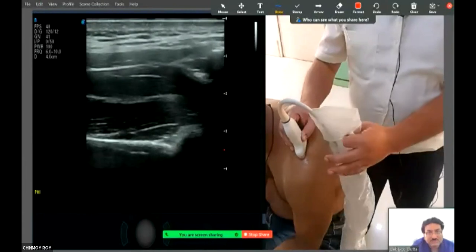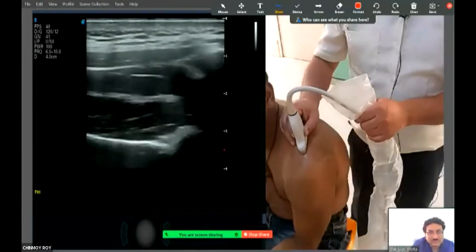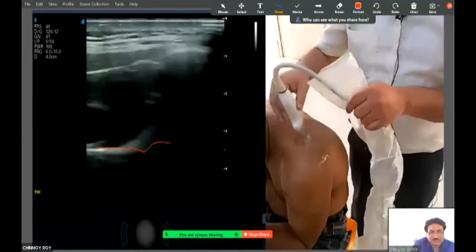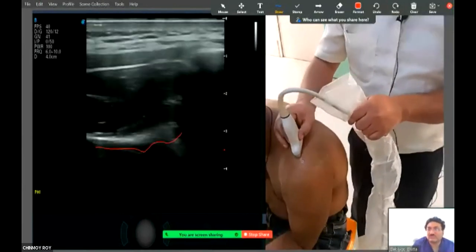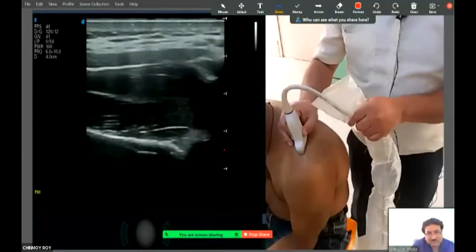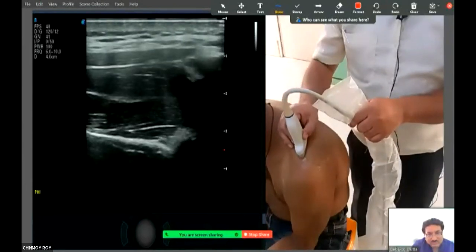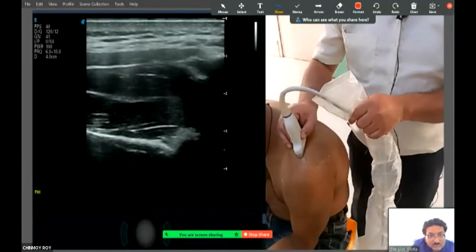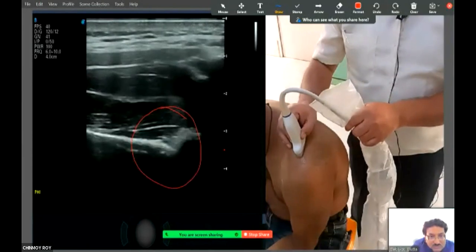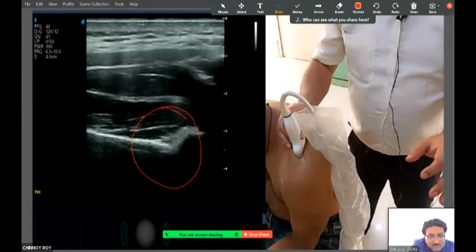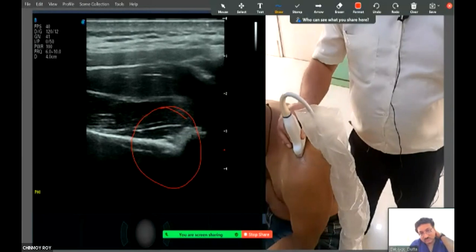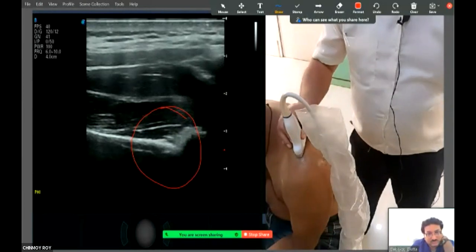But anyway, this is the supraspinatus fossa, and here only we will see the vascular pulsation, and just beside the vessel there will be the nerve. This pulsation is very nicely seen. I think nothing much to see here.